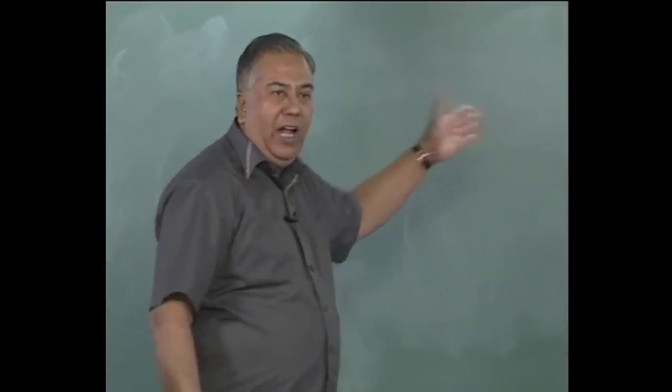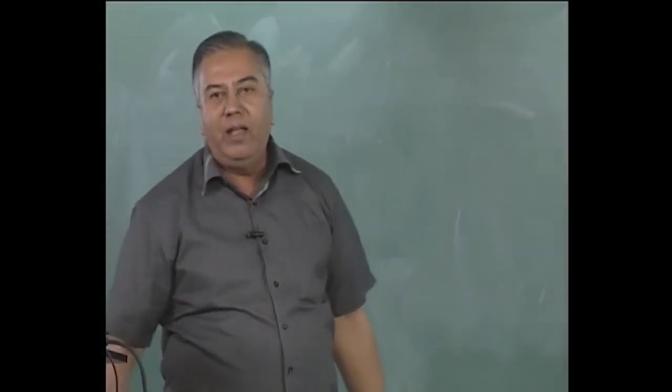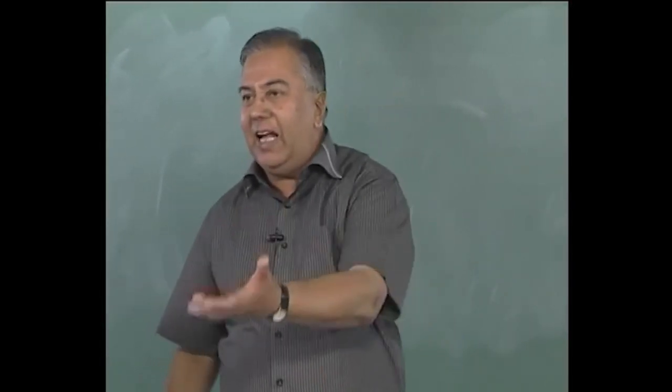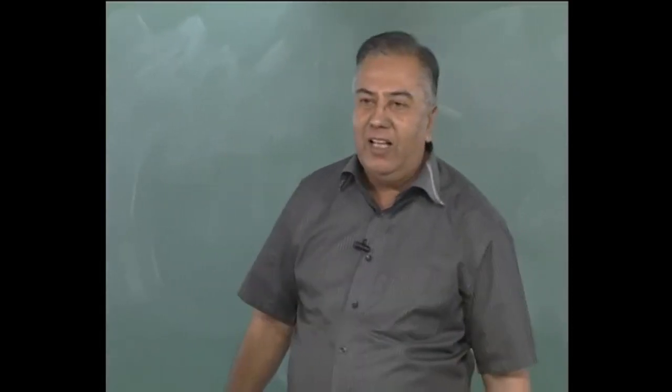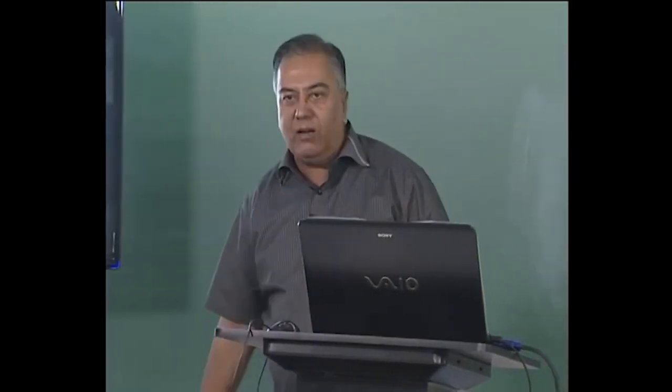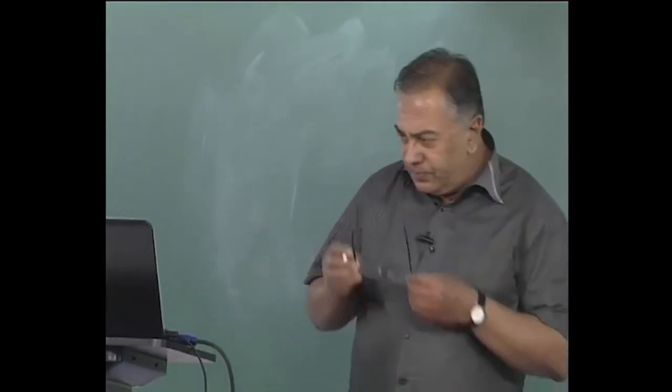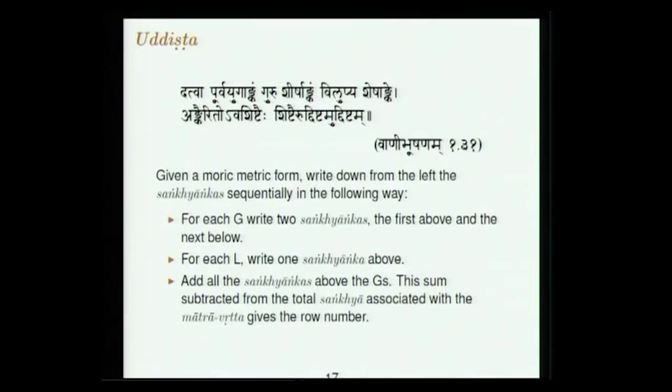Therefore, in going from the prastara to the row and from the row number back to the metrical form, the binary representation was the thing that came in handy. So, to do the same kind of problem with matra vrittas, you will see that every number ultimately will be related to the Virahanka numbers, or what are so-called Fibonacci numbers, and they will play a role. So, what is the Uddishta problem? Given a metrical form, how do you find out the row in which it occurs in the prastara?